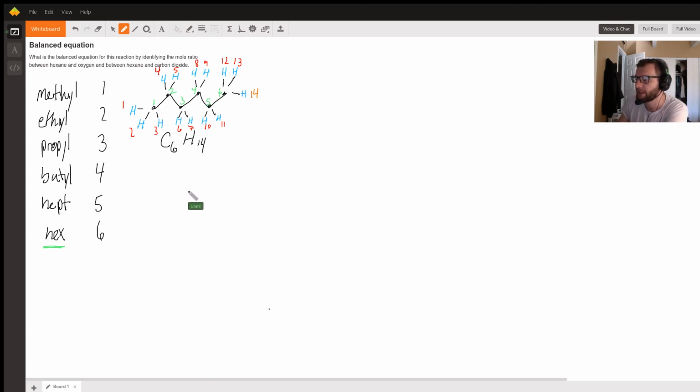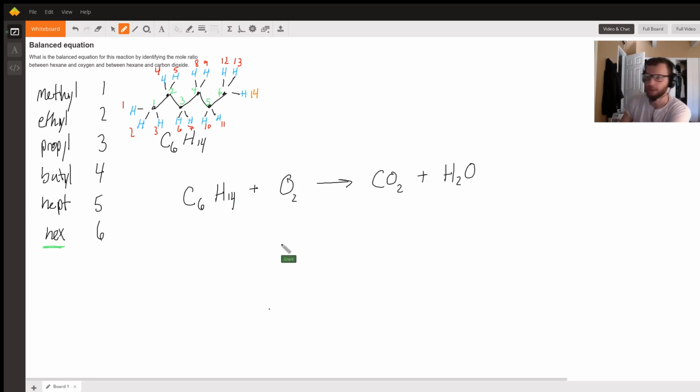Then we go down and write our combustion reaction. So we've got C6H14 plus oxygen. Oxygen is diatomic, and that will go to carbon dioxide plus water. From this point, we have to balance the equation. So we have the left side of the reaction and the right side of the reaction. Go ahead and write that in, and then we'll balance each element. First we'll start with carbon, then hydrogen, and then I like doing oxygen last, kind of like a check.